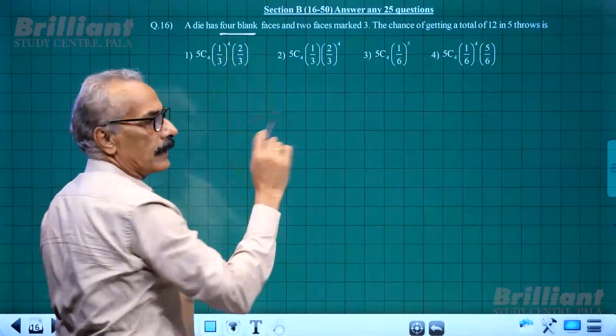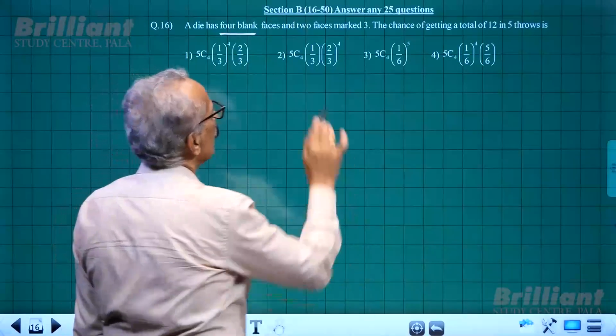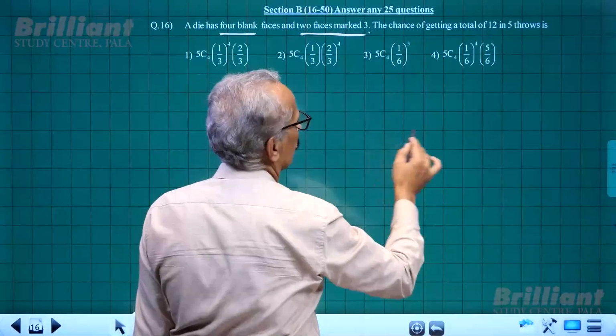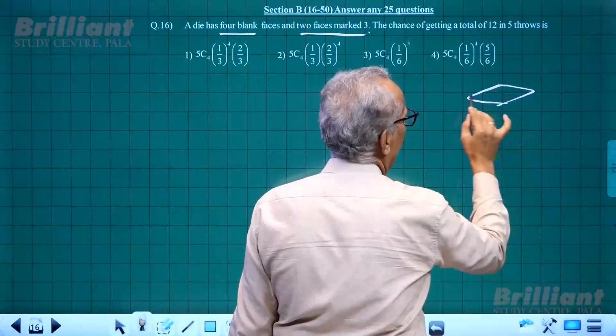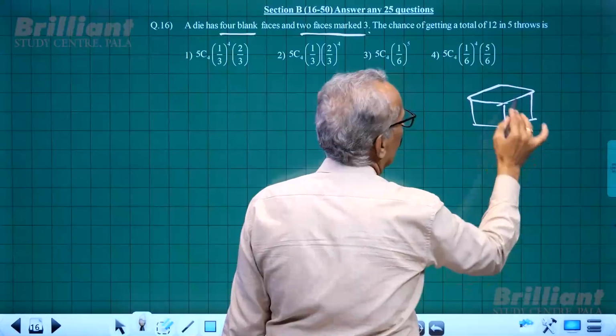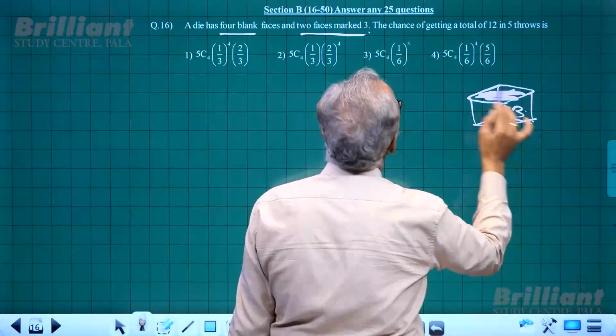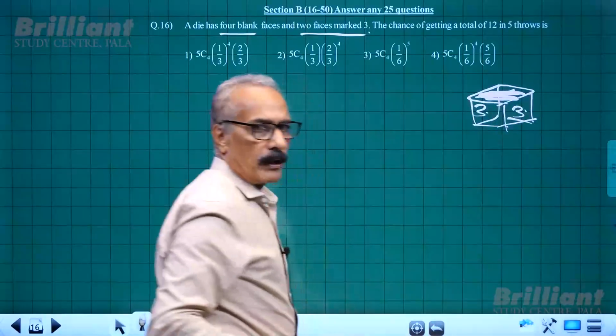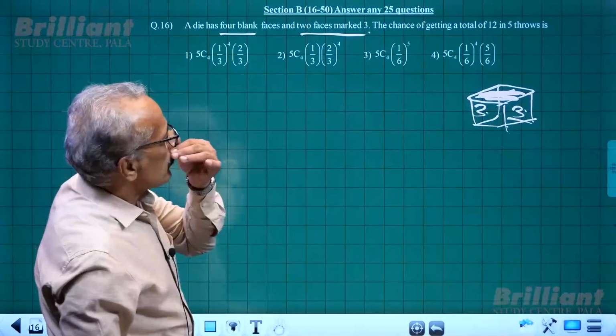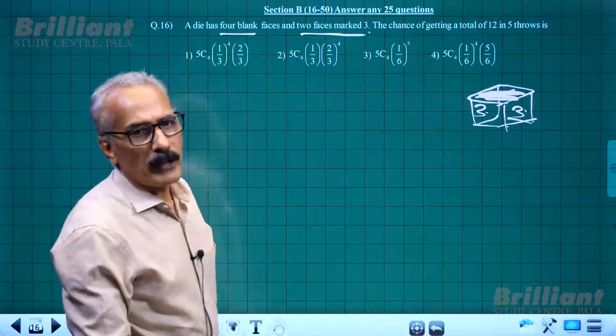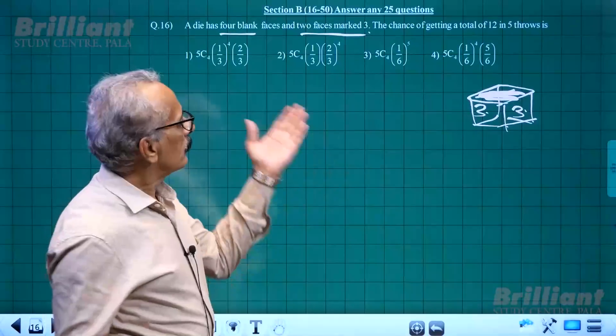A die has 4 blank faces. Blank means nothing is written on that face. 2 faces are marked 3. This is the die: here may be a 3, here may be a 3, and the rest are all blank. Then find the chance of getting a total of 12 in 5 throws. You can see the answer.